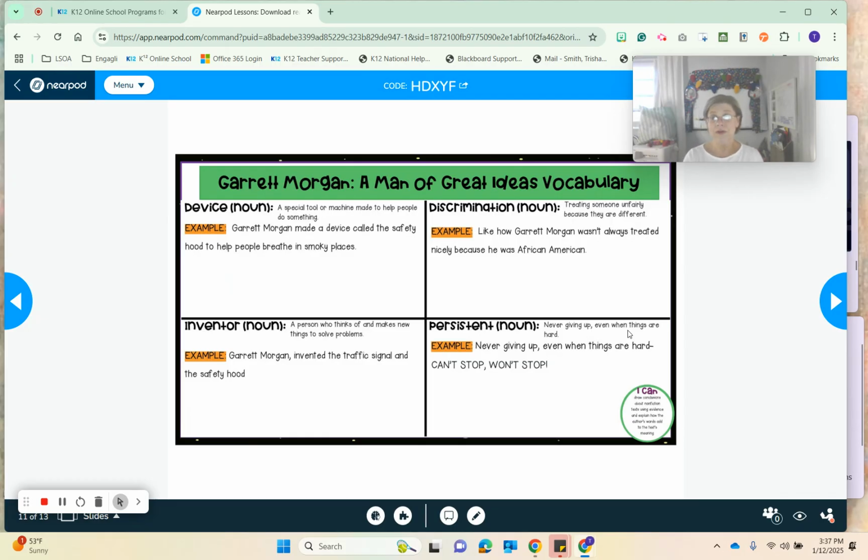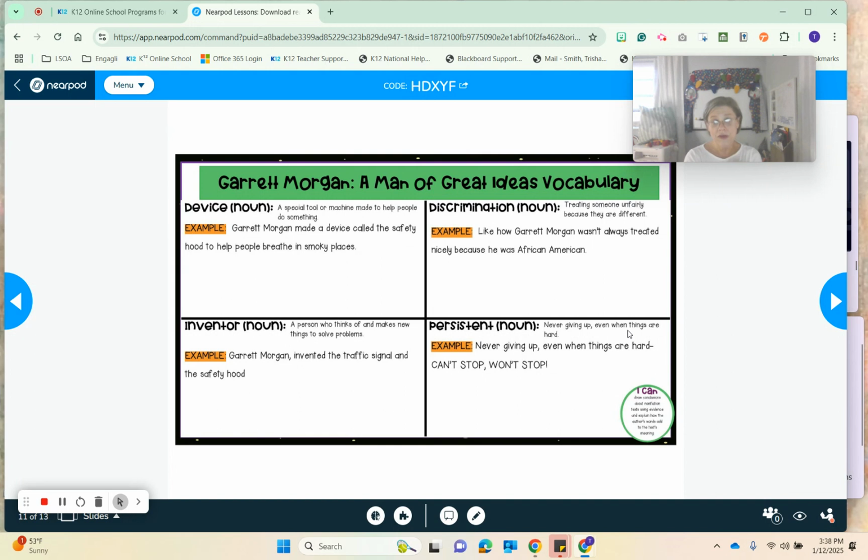You are going to use that word in a sentence. Make sure your sentence matches the meaning of the definition. So you're not going to say a tree is a device because a tree is not a machine. For discrimination, like how Garrett Morgan wasn't treated nicely because he was African American, you're going to write your own example sentence. You're not going to say Garrett Morgan was always treated fairly, because that does not match the meaning of discrimination. You're writing a sentence to match the meaning of each definition.